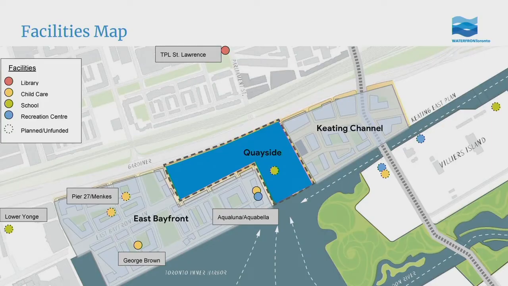So here's just a map. It's not complete. It just identifies some of the major facilities, but as you can see in the area, there's a number of childcare facilities planned. These are planned facilities. There's a rec center planned. The TDSB has an elementary school planned for the East Bayfront, but it's not funded. And the Toronto Public Library will be building a new district library at Front and Parliament.